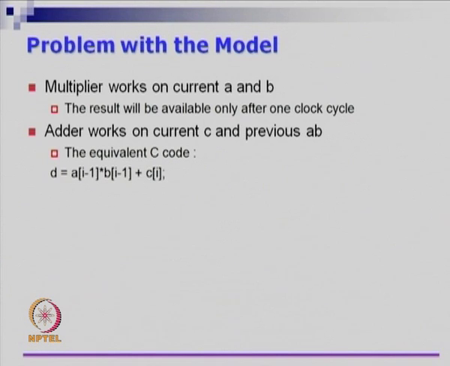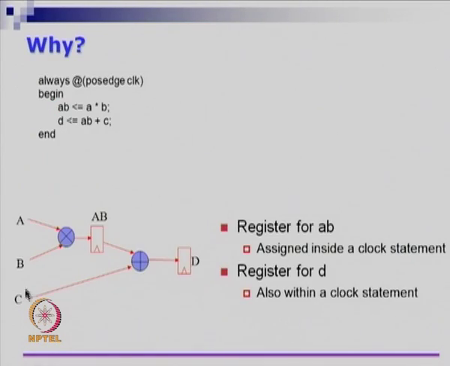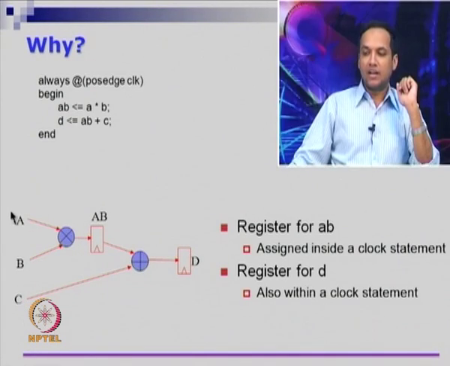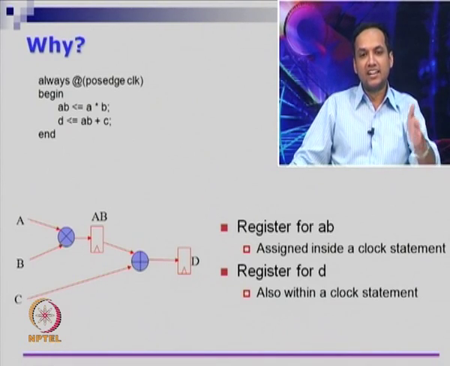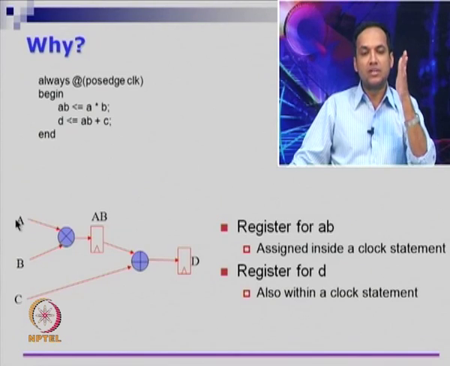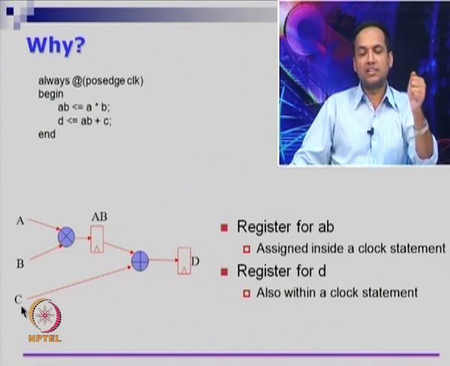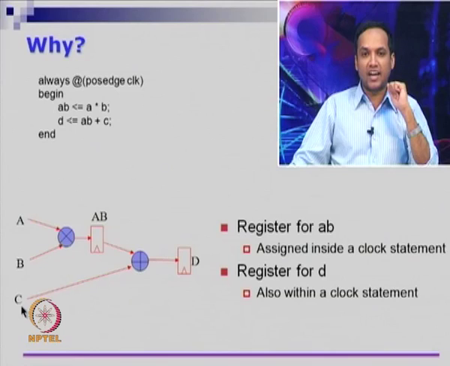So, the problem with the model is essentially this: the multiplier will work on the current A and B that is given, but the adder works on the current C and the previous AB. So, you go and look at the picture. If you look at what the adder is adding, let us say at some point I gave A, B and C which all changed together at time instant I. Let us say I gave a fresh set of inputs, A of I, B of I and C of I. These are the inputs that I have given at time instance I.